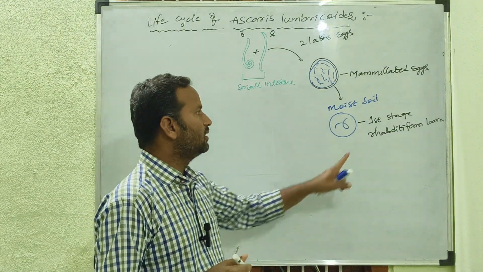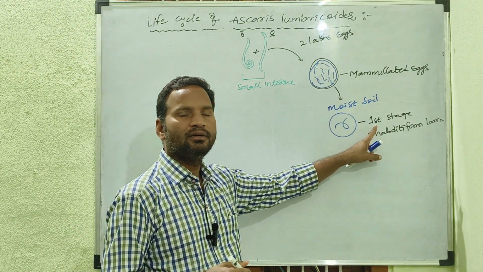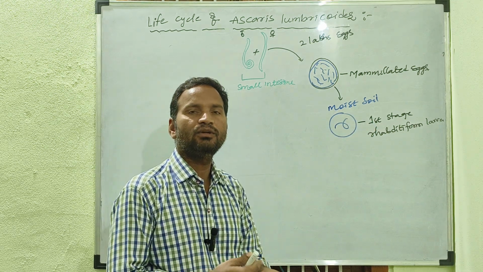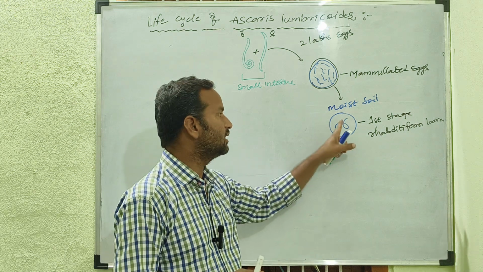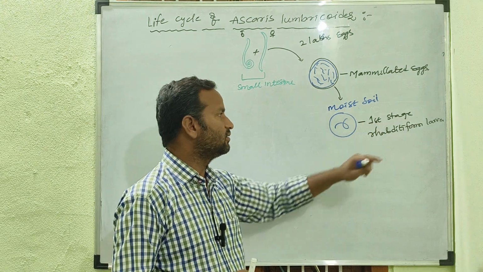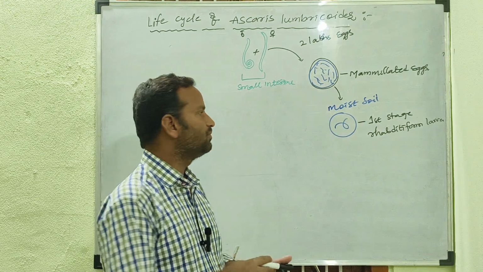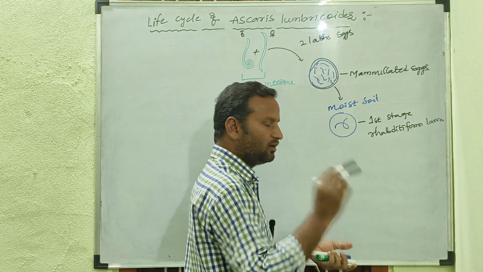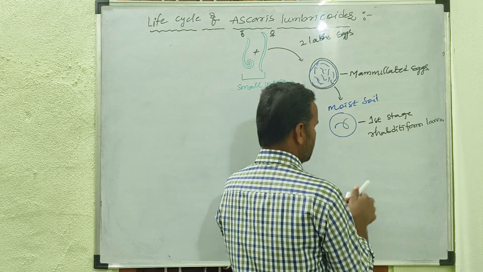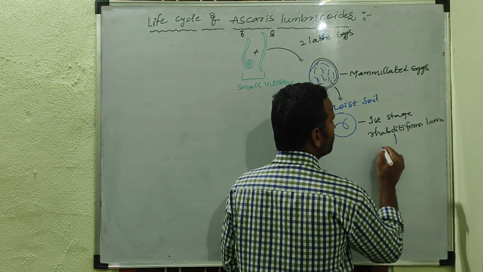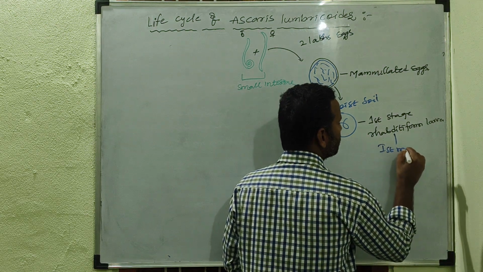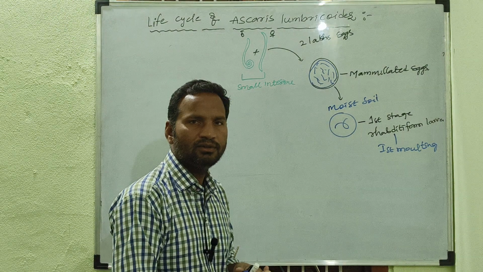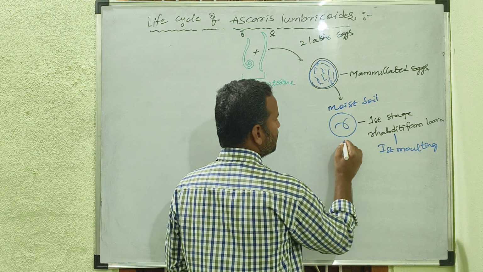Already I told you it is developed within the egg when it is present in the moist soil. That's why development takes place in the moist soil within the egg. That is the first stage rhabditiform larva. Later, the first stage rhabditiform larva undergoes the first molting, and as a result the second stage larva is produced.